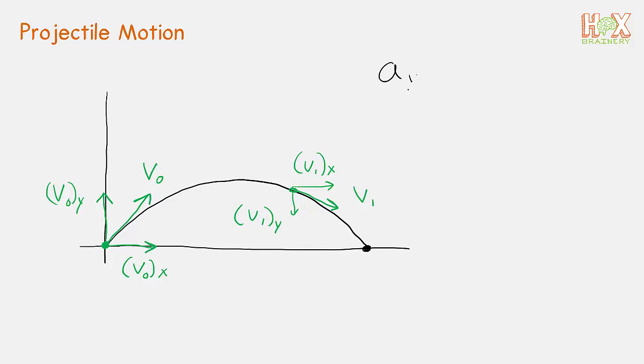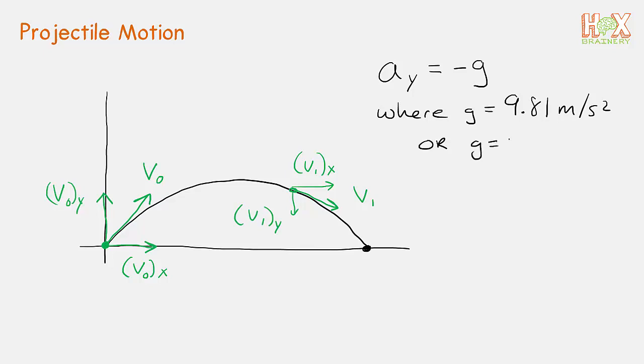So I'm going to write a sub y, and this is going to be equal to negative g. And this is where g is equal to 9.81 meters per second squared, or g can be equal to 32.2 feet per second squared. And since we're ignoring drag and wind, etc., there's going to be no acceleration in the x direction. So we can write a sub x equals 0. And these here should be labeled. Make sure you label your axes.